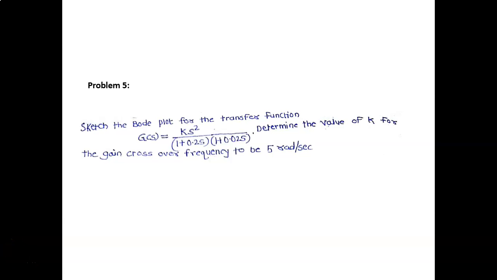Now welcome. Now we will see problem 5. Sketch the Bode plot for the transfer function G(s) = K s² / ((1 + 0.2s)(1 + 0.02s)). Determine the value of K for the gain crossover frequency to be 5 radian per second. Now this is our problem.